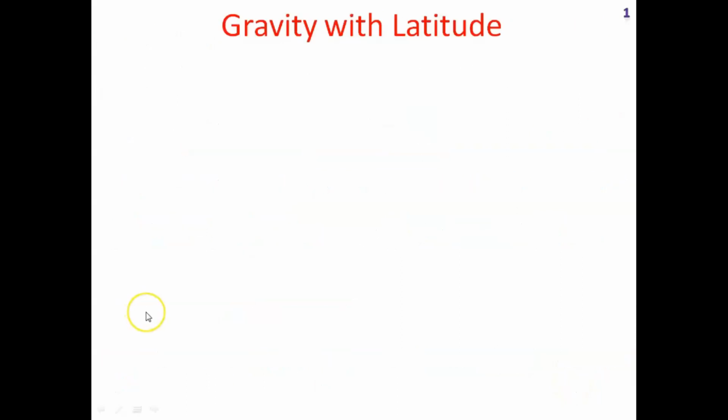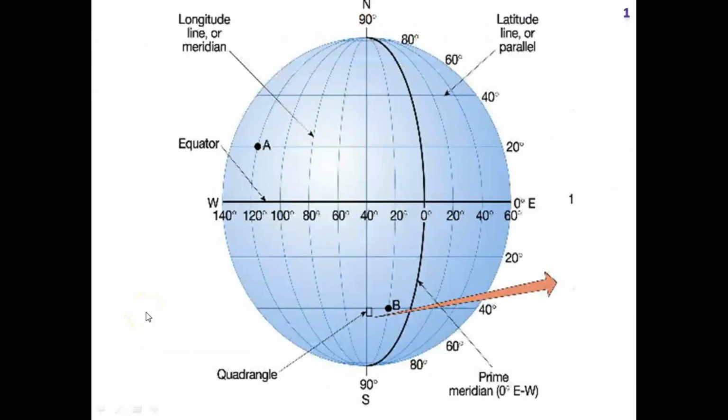Now we are in position to discuss gravity with latitude. This is the very familiar diagram to all of us since our school days. The thick horizontal line, which forms a great circle, is known as the equator, and this forms a great circle with reference to the spherical Earth. This is the 20 degree latitude line, 40 degree, 60 degree, 80 degree and 90 degree. So these horizontal lines appearing are latitudes and vertical lines are longitudes.